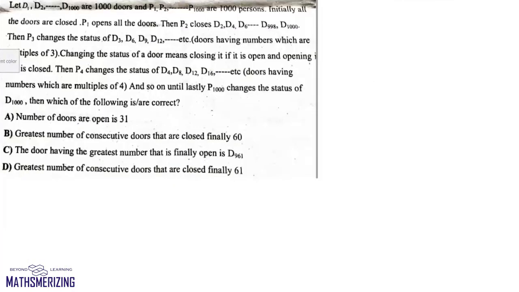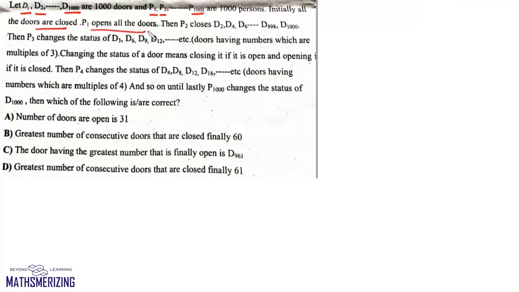Now this is the famous 1000 doors problem. And this problem we have already discussed in one of the previous videos. So there I have discussed this problem in detail. Here I'm just going to skim through it. So we have 1000 doors, D1, D2, D3 and D1000. And there are 1000 people, P1, P2, P3 and P1000. Initially all the doors are closed.